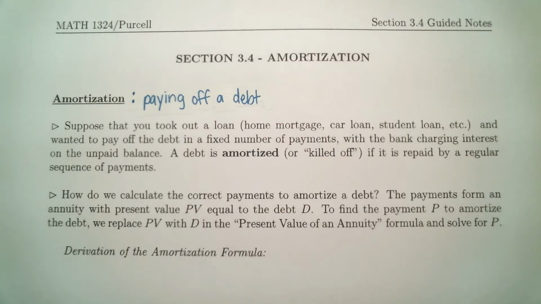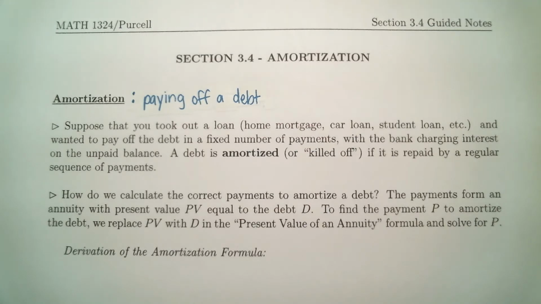So for example, maybe you've had a car loan in the past. When you purchase the car, you buy it for a certain price, but if you finance the car, when you pay it back, you don't pay just the purchase price. You pay the purchase price plus any interest that accrues on the unpaid balance.